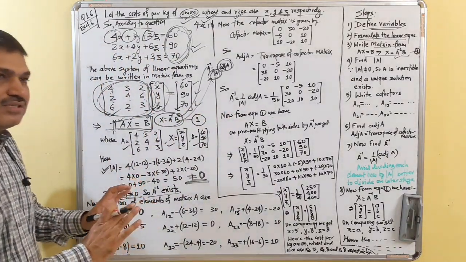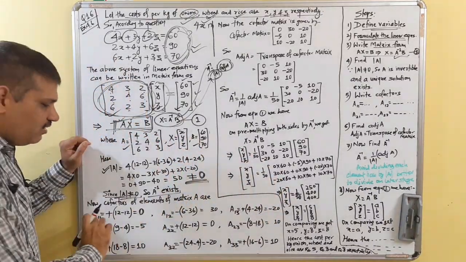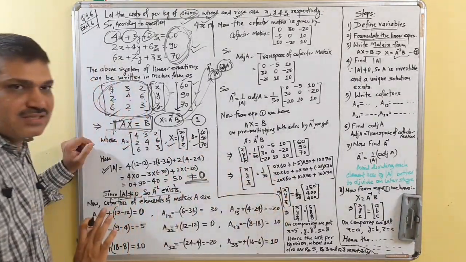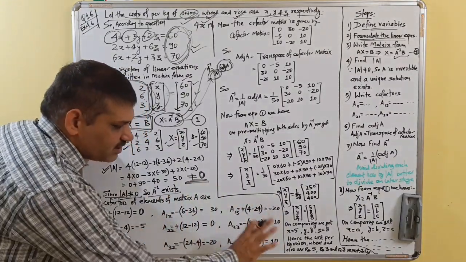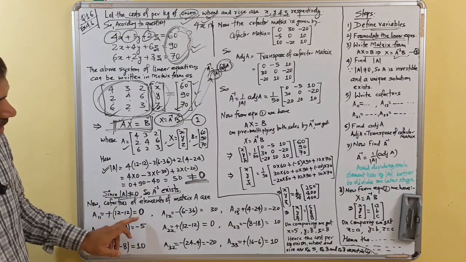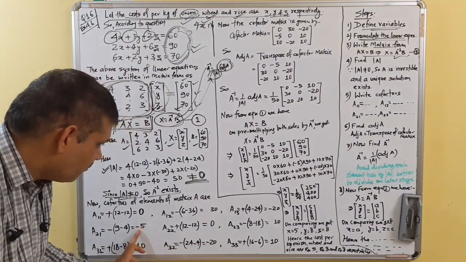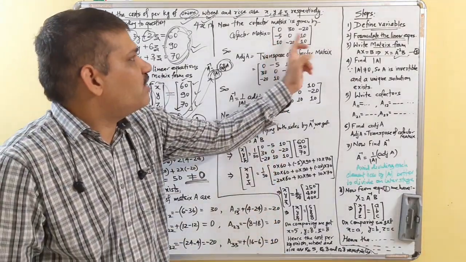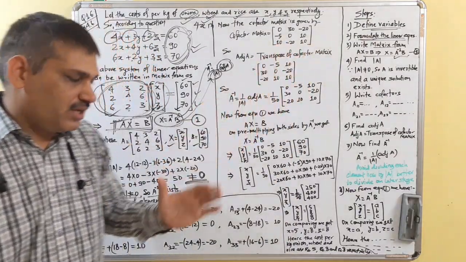What we must do is write the cofactors of the first row in one line, the next row in the second line, and the cofactors of the third row in the third line, so that we can quickly write this: 0 30 minus 20, minus 5 0 10, 10 minus 20 10.